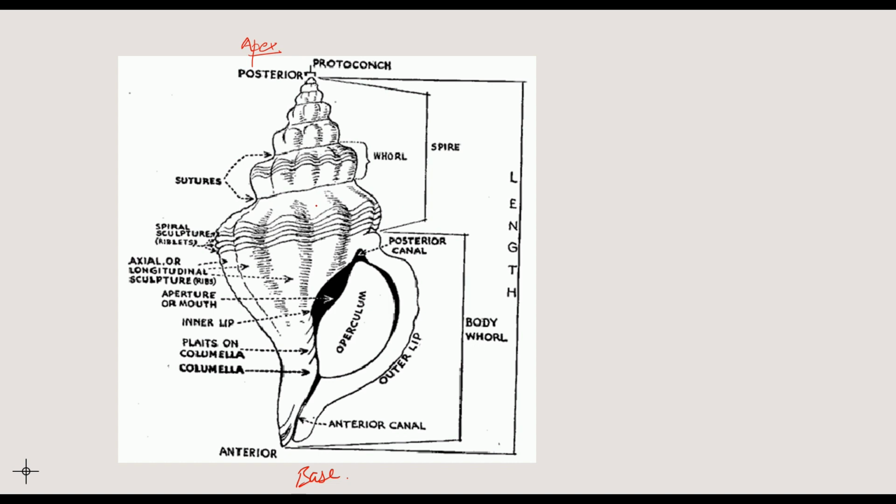This is how you handle the gastropoda shell, and here you can see the length. This is the total length of the gastropoda shell, which means spire plus body whorl is the total length. And now focus on the canal.